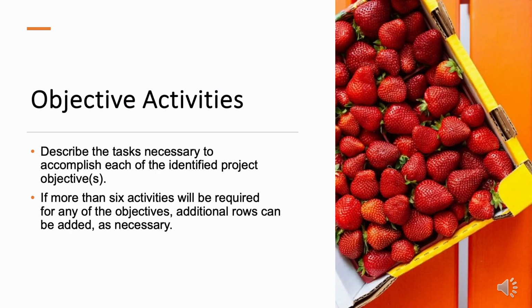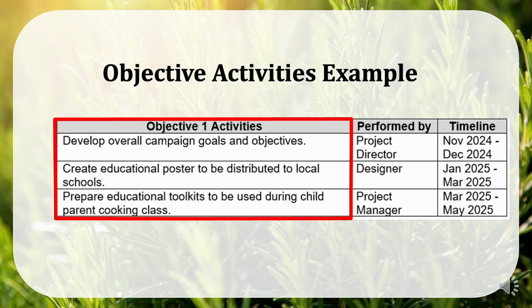Objective activities should describe tasks that will be necessary to accomplish each of the identified project objectives by listing the activities that will be conducted. This information should be input in the table provided. Rows may be added or removed from the tables as needed, but please do not change the formatting of the template in any other way. Examples of objective activities could be develop overall campaign goals and objectives, create an educational poster to be distributed to local schools, prepare educational toolkits to be used during child-parent cooking classes.